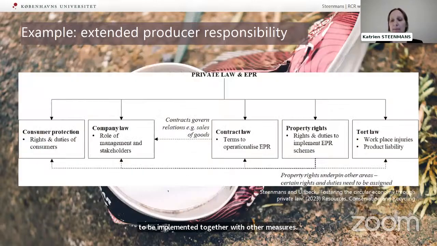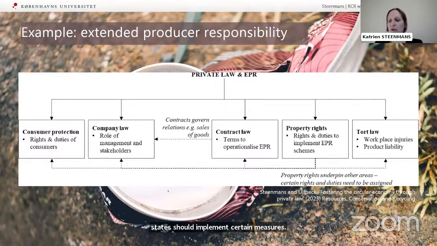So, EPR and private law. Many of the mandatory implementations of extended producer responsibility across the world are a result of national laws and policies found within the public law realm. For example, with the EU, it's found in the EU Waste Framework Directive, which sets out how member states should implement certain measures.